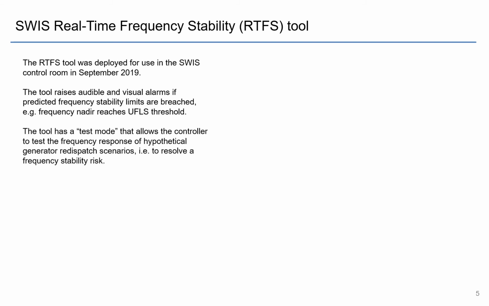The tool also has a test mode that allows the controller to test the frequency response of hypothetical generator redispatch scenarios. So if you've got an alarm and you needed to resolve that frequency stability risk, you may want to redispatch generators. You may want to dispatch a new generator or change the outputs of existing generators, and the test mode allows the controller to basically try out different scenarios and see if that would resolve the frequency stability risk.